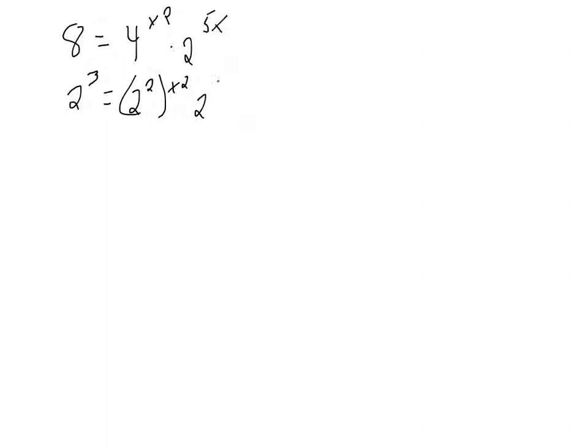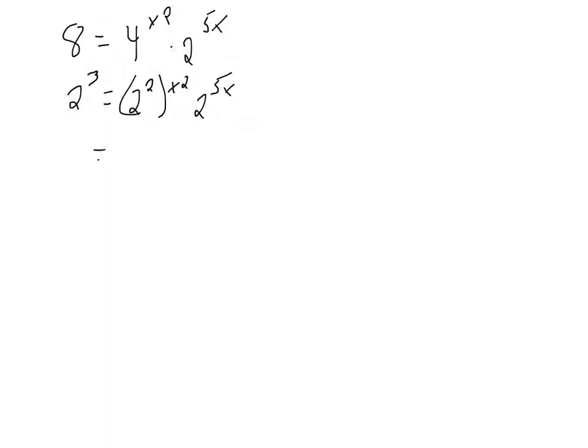of an exponential one that's a little bit more complicated, but it uses the same basic principle, which is this one. 8 equals 4 to the x squared times 2 to the 5x. All right. How do you think we should approach this one? 8 equals 4 to the x squared times 2 to the 5x. What are 8, 4, and 2 all? Powers of 2, bases. So 8 is 2 to the 3. 4 is 2 to the 2. And then we already have 2 here.